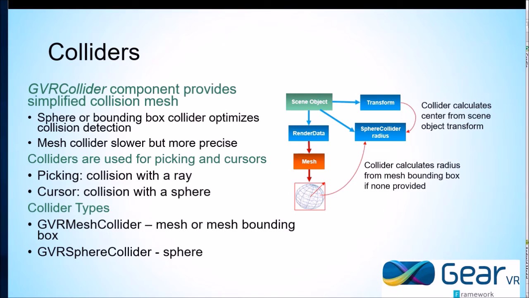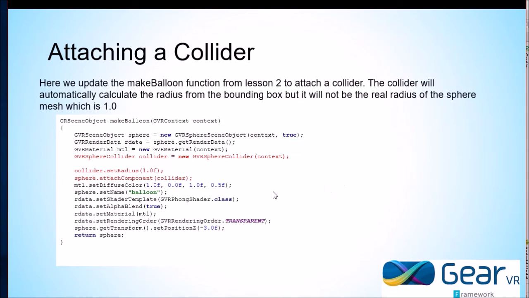There are two types of colliders supported right now, and we may support more in the future: the sphere collider and the mesh collider. And the mesh collider can either collide with the mesh, the whole thing, or the mesh's bounding box. So to attach a collider, you make a collider component and then you attach it to the scene object. So in lesson 2, we made a scene object that represented a balloon that was transparent. Here's the code from lesson 2. Now what we're going to do is attach a sphere collider to that.